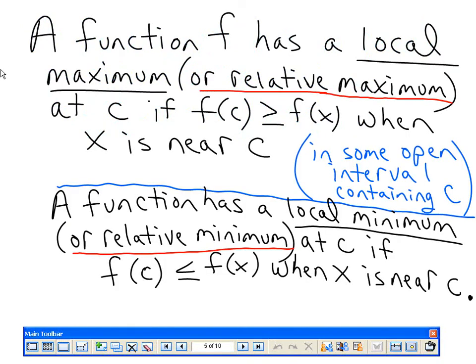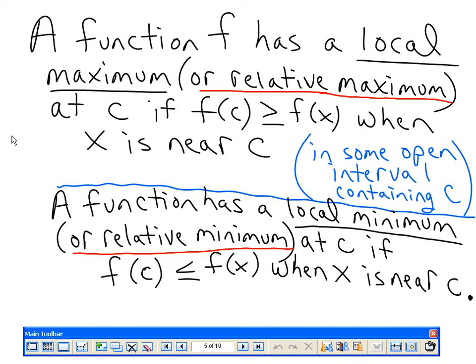Alright, now what's the difference between an absolute max or min and a relative or local max and min? Well, a local max and min is just the biggest or the smallest in a particular little area. It's in a little open interval containing c, and it's not necessarily the biggest or smallest, it's just the biggest or smallest in that general area. So it's a little bit of a high or a low point for a particular interval.